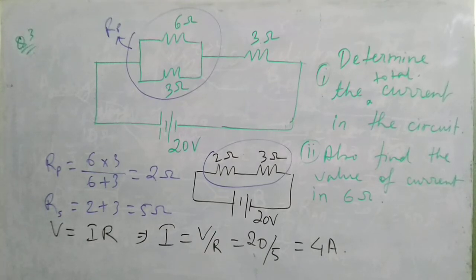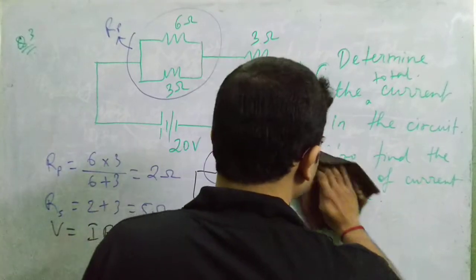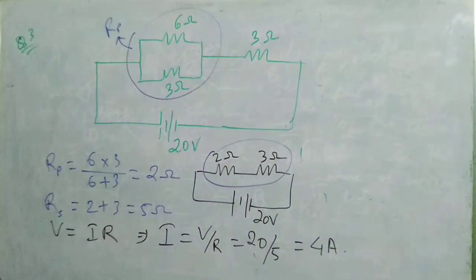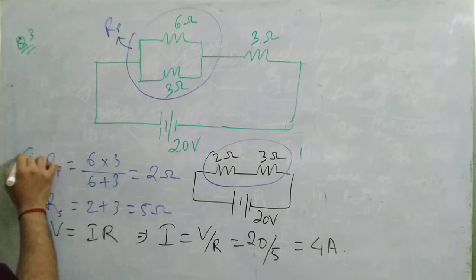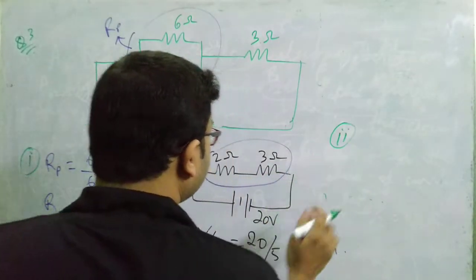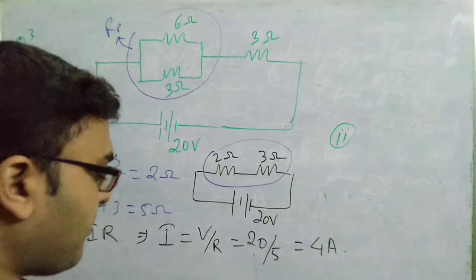Okay, fine. And now quickly moving on to the next part. What will be the current in the 6 ohm resistor? Okay, so current in the 6 ohm resistor. This is part 1, and here comes part 2. So total current turns out to be 4 ampere. Now I have to find out the current in the 6 ohm resistor, so I am applying the current divider rule.